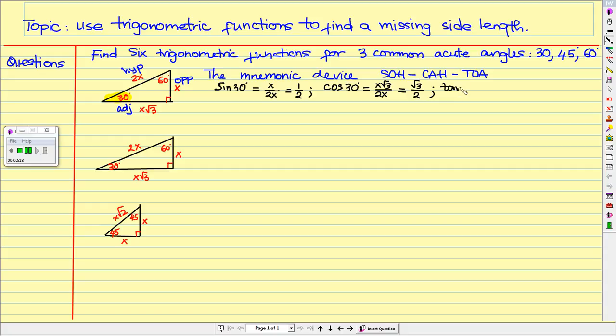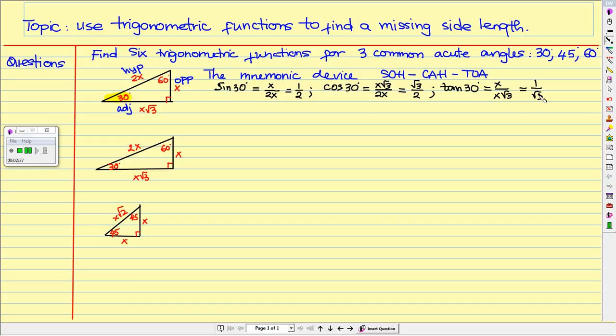Tangent. Tangent of 30 degrees will be opposite over adjacent. Reduce this fraction, cancel the x, and give us 1 over square root of 3.